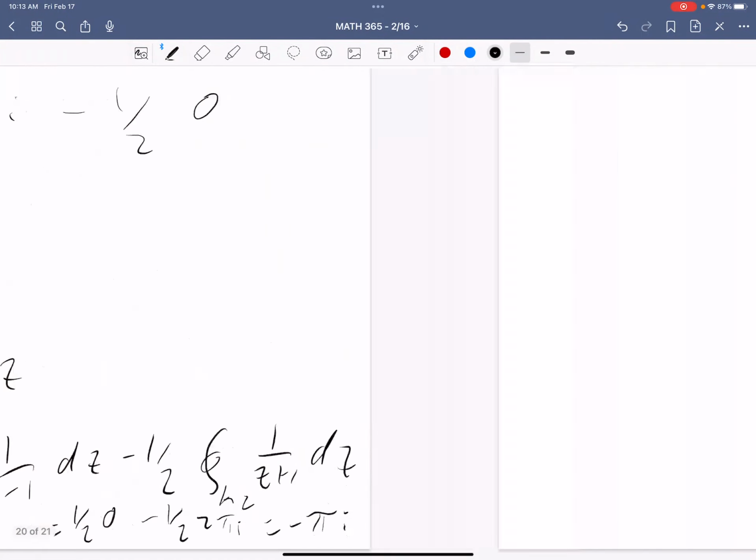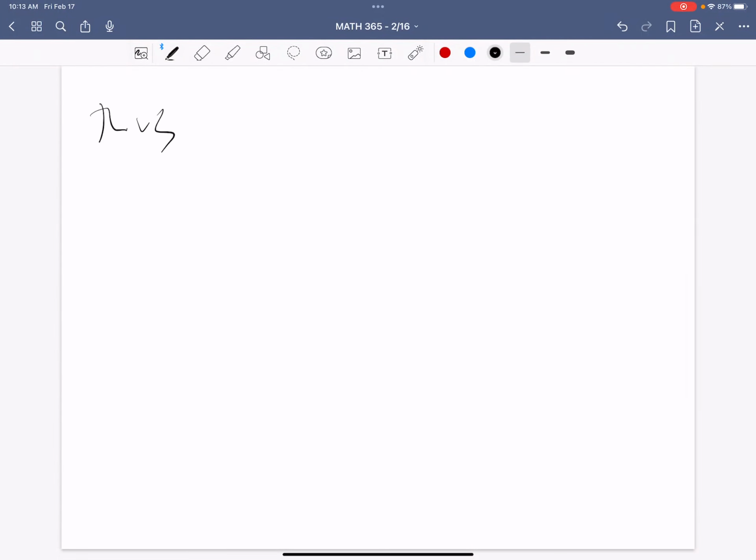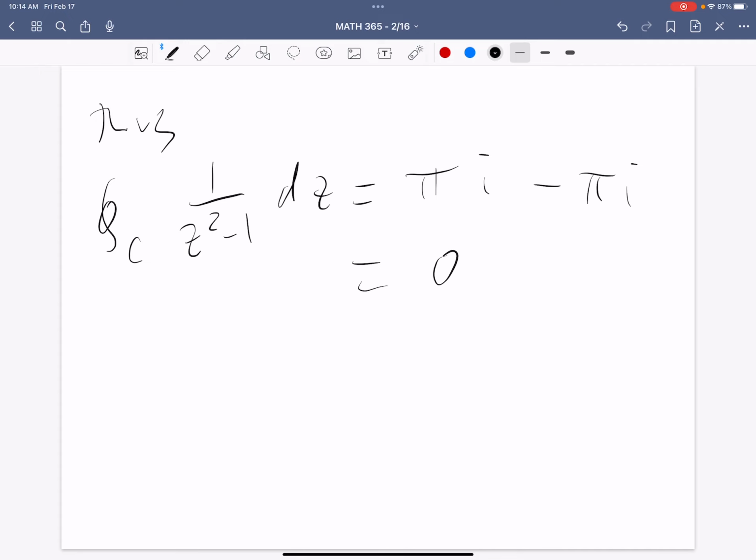Well, isn't that cool? So that's kind of a neat fact on this one here. So this will have to be pi i minus pi i, and that will give me 0. Pretty cool. All right. And there we go. So there we see some wonderful little applications of Cauchy-Goursat. Pretty cool. All right.